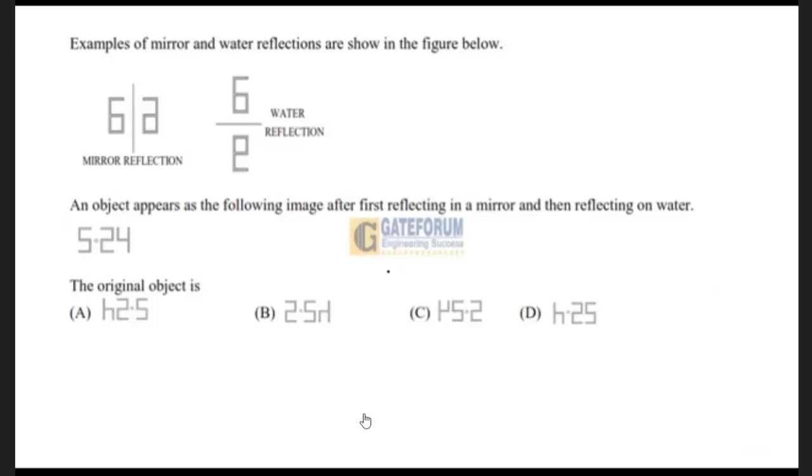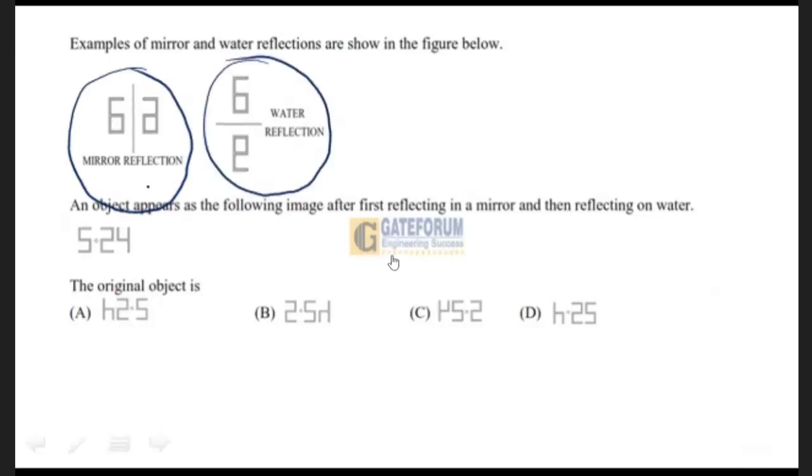This is reflection type. Examples of mirror and water reflections are shown below. This is the mirror reflection. This is the water reflection. You have to just observe them. An object appears as the following image. So let us not forget that this is the image, not the original. After first reflecting in a mirror and then reflecting on water.